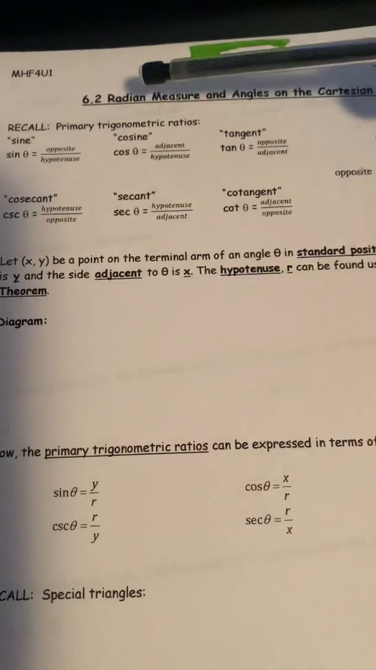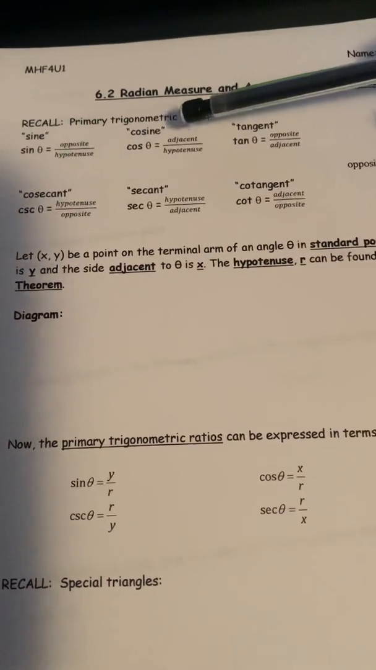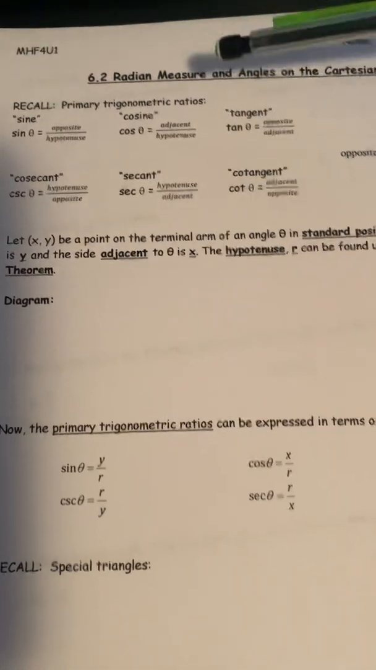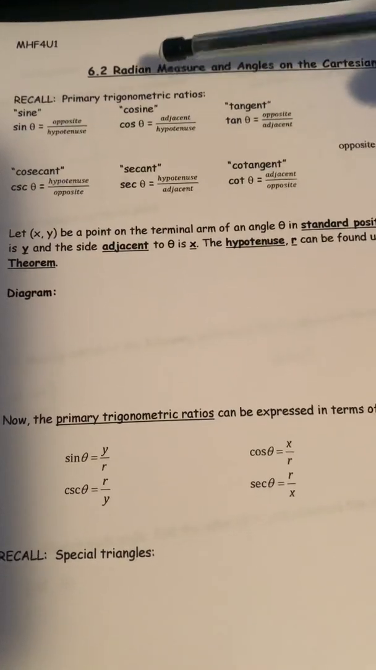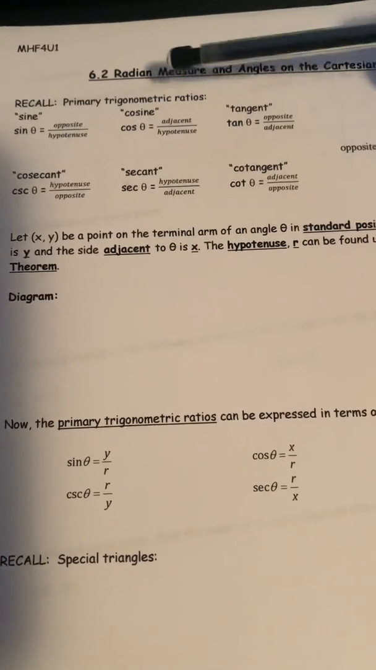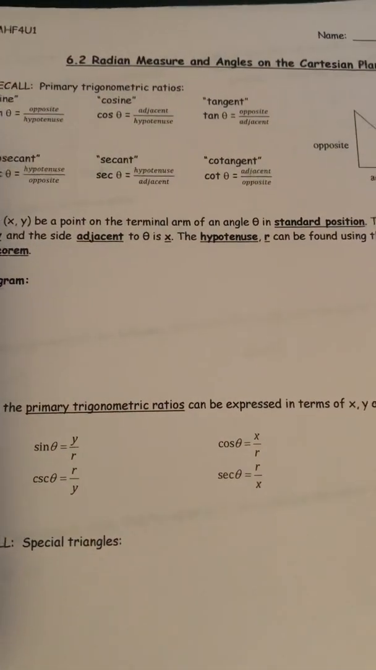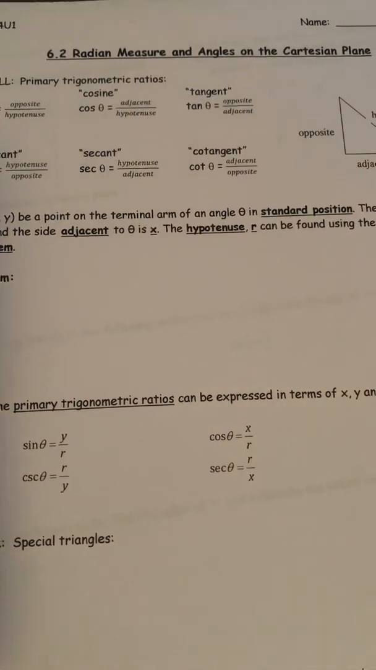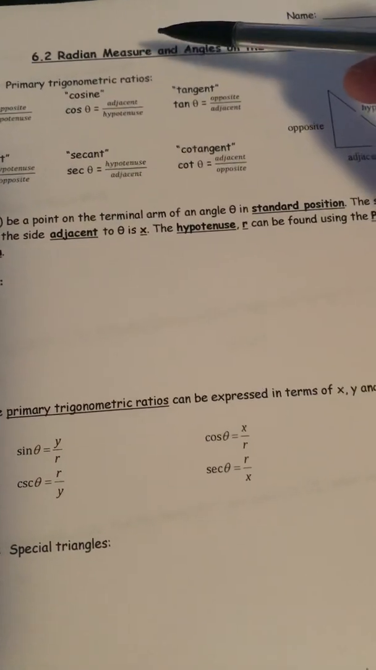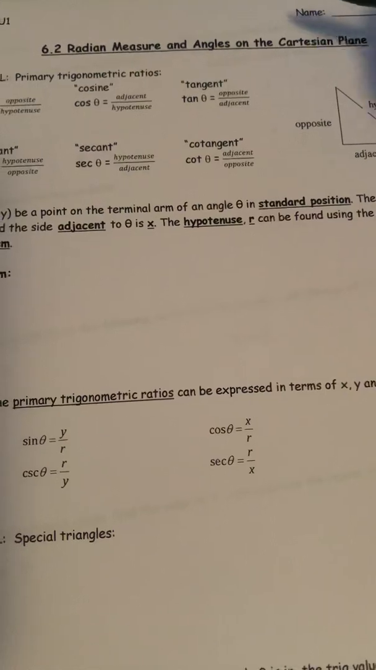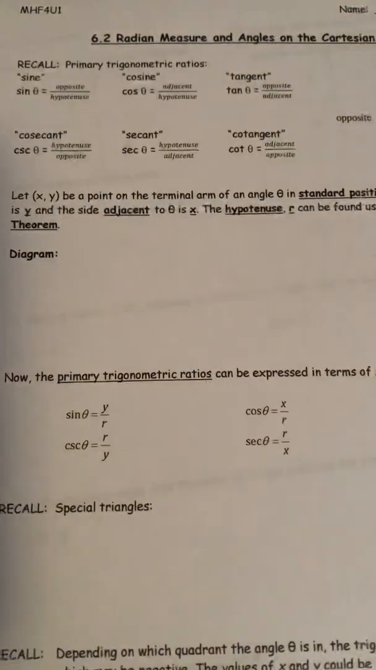So again, radian is just a different unit. In 6.1, we learned how to convert from degrees into radians. Okay, what you do is multiply by pi over 180. But now we're going to apply that to angles on the Cartesian plane.